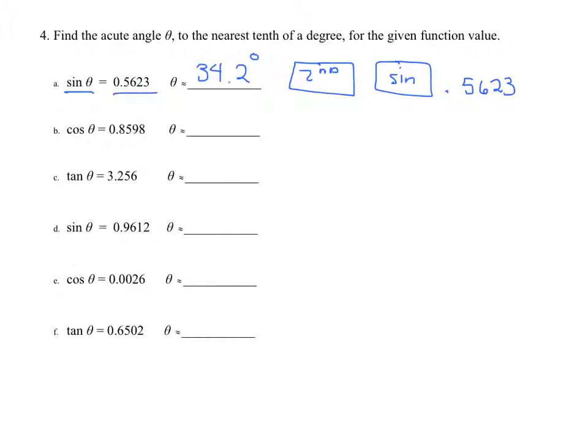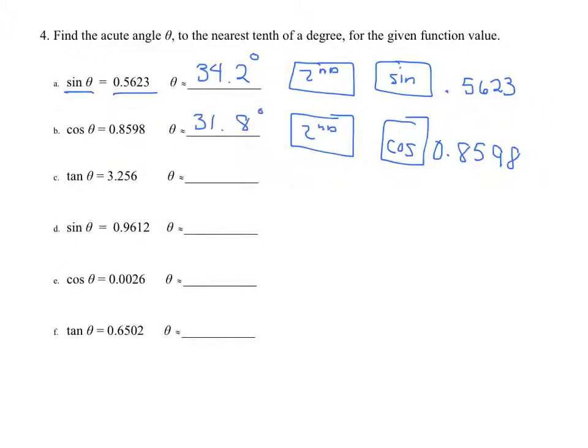And we're going to do the next one, which you're going to press the second button and then the cosine button, and then the little guy 0.8598. You don't really need the 0 in front. You can put it there and type it in, it doesn't matter. So second cosine, you'll see that inverse cosine come up, 0.8598, and we end up getting, to the nearest tenth of a degree, 31.8 degrees.